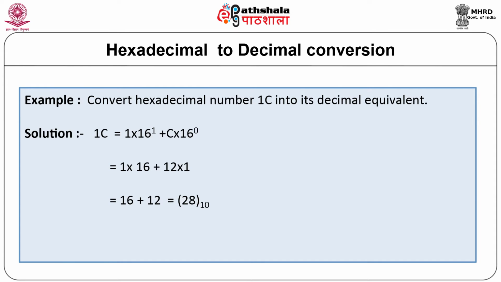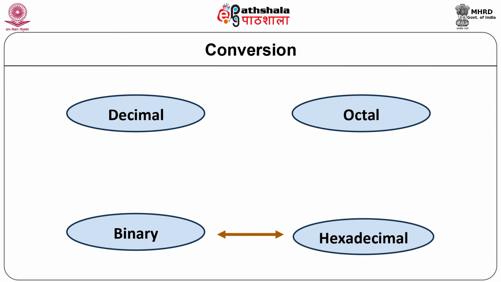Let us now convert hexadecimal number 1C into its decimal equivalent. Each hexadecimal digit is multiplied by its positional value with the appropriate power of 16. Take the sum of these weights. So we get 1C equal to decimal 28. Next conversion process is binary to hexadecimal and hexadecimal to binary.